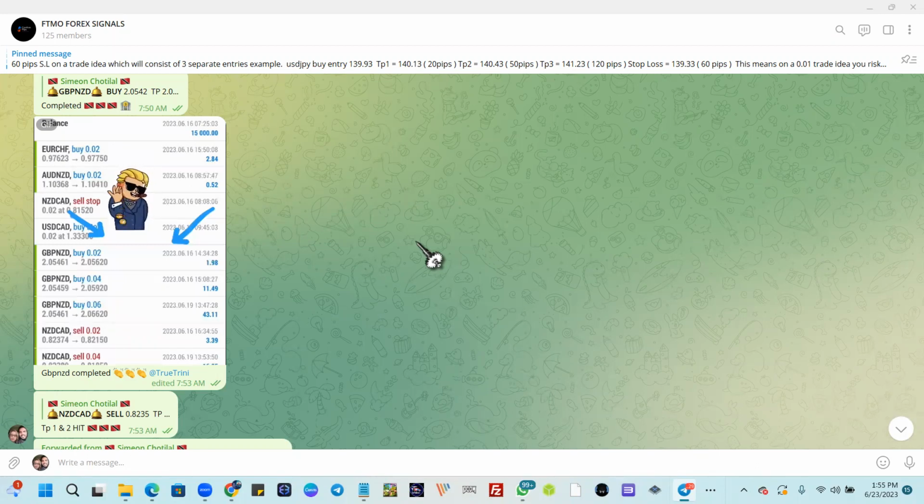All right. So it's as simple as we send the signals to our channel and you just copy and paste them. Like I'll try an example here of a GBP NZD where we had a complete transaction of all TPs being hit, right? TP1, 2, and 3, and you could see it here on the screen.